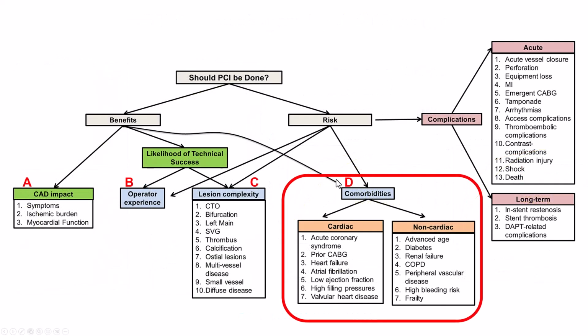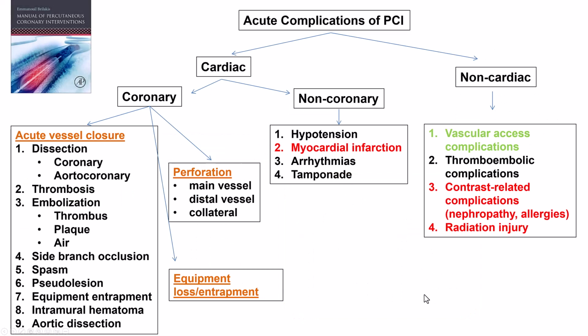In terms of the patient comorbidities, these can be cardiac and non-cardiac. It can be the presentation. Previous coronary bypass is traditionally associated with lower success rates, as are the presence of heart failure, atrial fibrillation, high filling pressures, valvular heart disease, and other factors such as advanced age, one of the most important predictors of complications, diabetes, renal failure, lung disease, peripheral arterial disease, bleeding risk, and frailty.